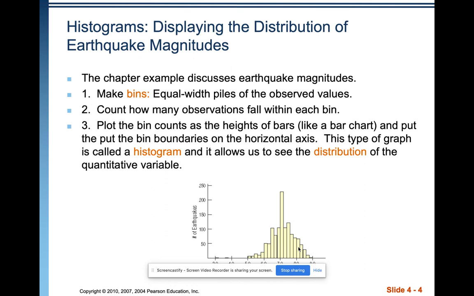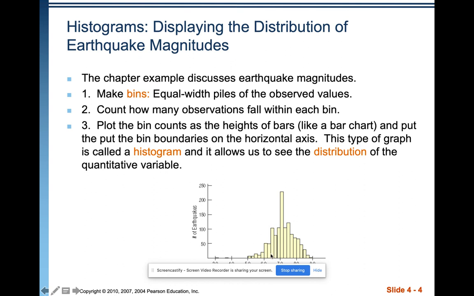so that we are talking about equal widths of our possible values. And then you're going to count how many observations fall in each bin, and you're going to make sure that the height of the bars of your histogram reach the height of the appropriate number of observations.